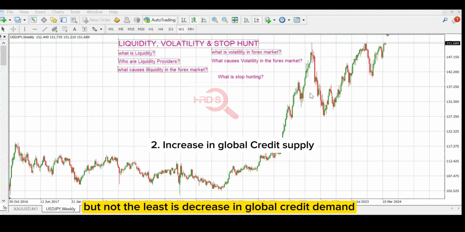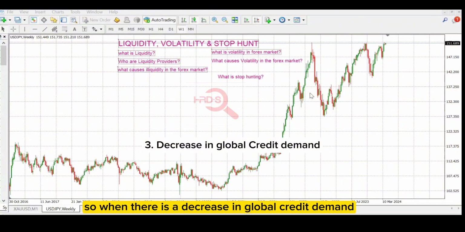And then the last but not the least is decrease in global credit demand. So when there is a decrease in global credit demand, the first one we talked about is global credit supply, whereby government is making more money available or more loans available to the citizens. Now, in this case, when there is a decrease in global credit demand, whereby people already have enough money to invest and trade, so automatically it means that they have enough money to invest.